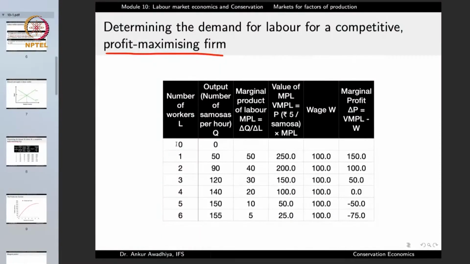So if the number of laborers is 1, then the number of samosas that are being made in this firm per hour is, say, 50. Now, when the firm hires more laborers, the output will increase, but it will not increase in a regular fashion, as in it will not double when you are doubling the labor being employed. Why is that so? Because there are a number of considerations. Labor is not the only factor of production. You also require things like land and capital, and perhaps they will start to show their limitations in a very short period of time.